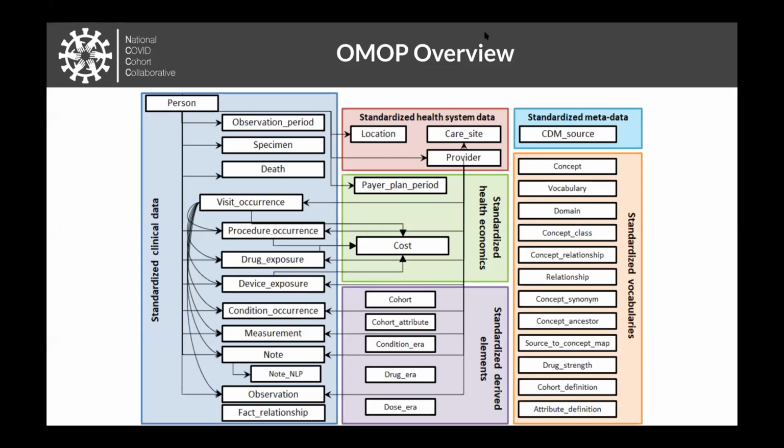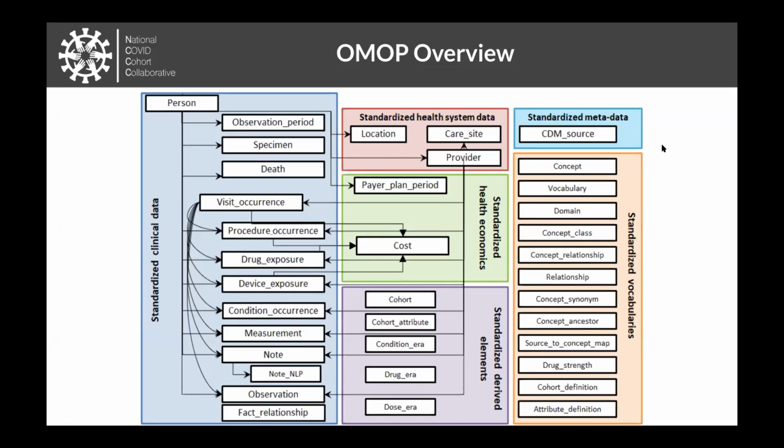And then you also see the vocabulary tables there in the orange on the right-hand side. We specifically include that in the model because, as you've probably heard, we don't just standardize the structure of the data, but we also standardize the vocabularies.